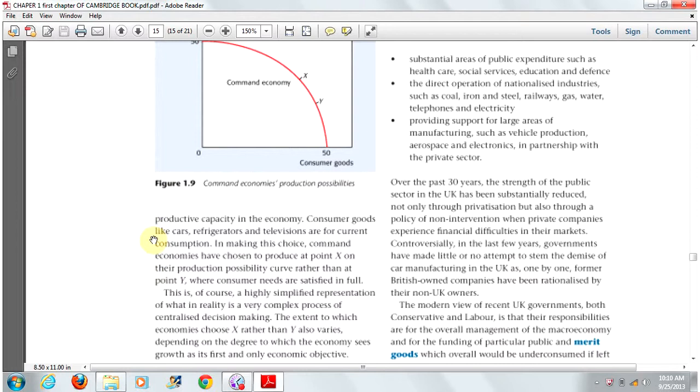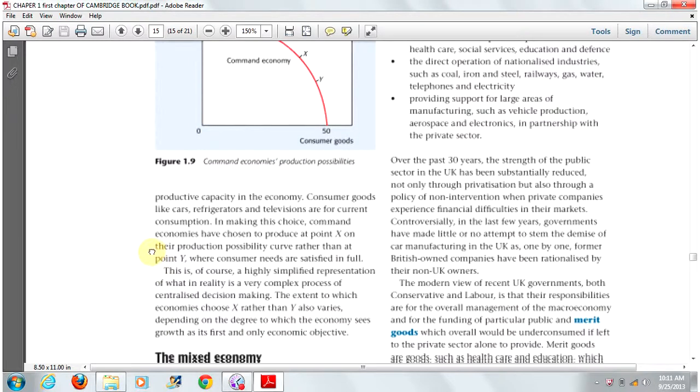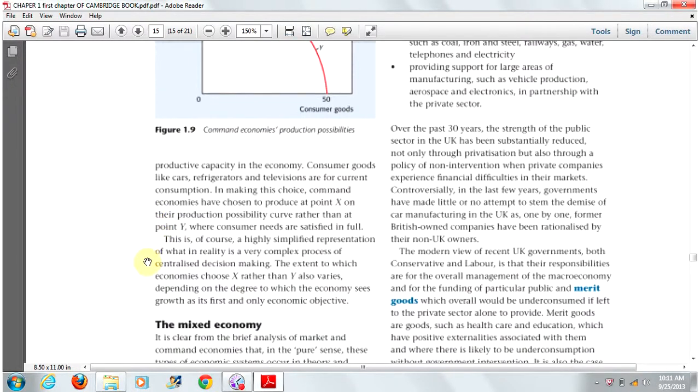This is, of course, a highly simplified representation of what in reality is a very complex process of centralized decision making. The extent to which economies choose X rather than Y also varies, depending on the degree to which the economy sees growth as its first and only economic objective.